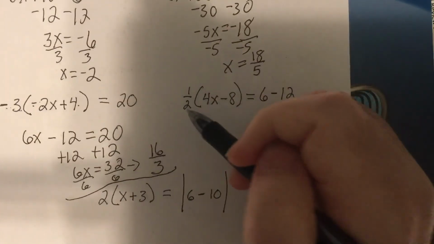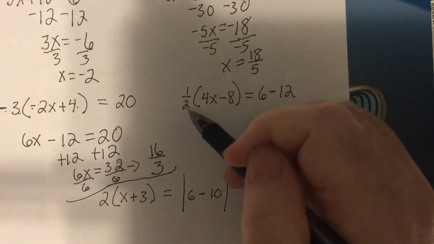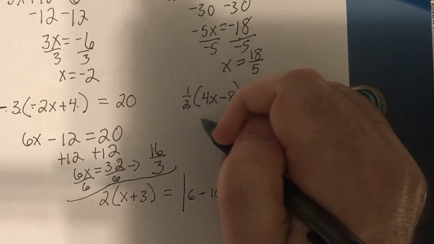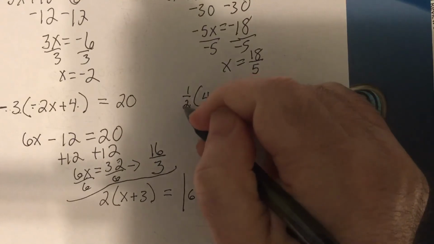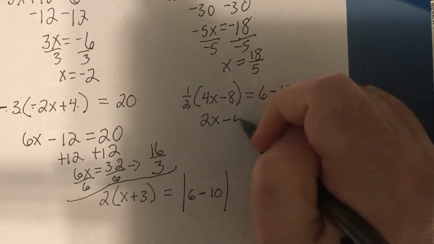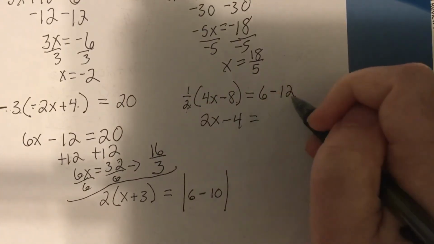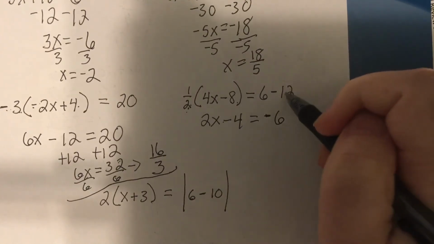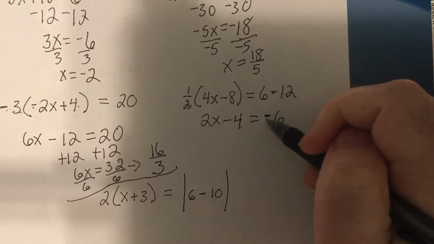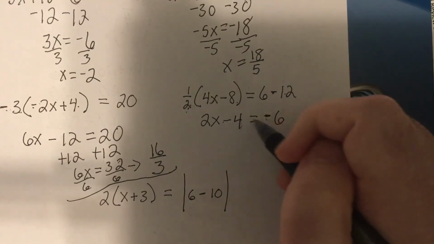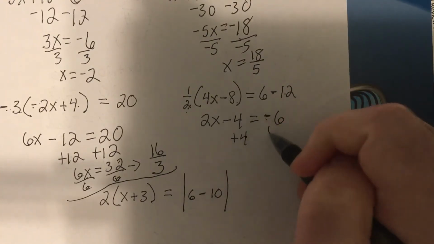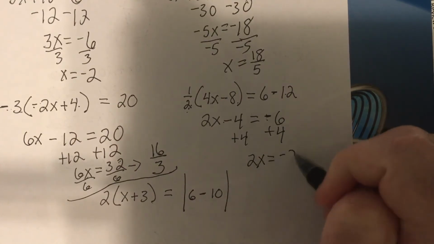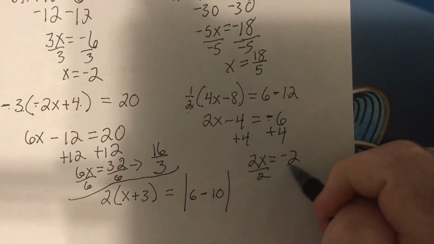Okay, so distribute the half. So a fraction less than 1, this is getting smaller. Half of 4 would be 2x. Half of minus 8 is minus 4. 6 minus 12, that's minus 6. The larger number's after the minus, so it has to be negative. So add 4 to both sides. Woohoo! So 2x equals minus 2. Divide by 2.